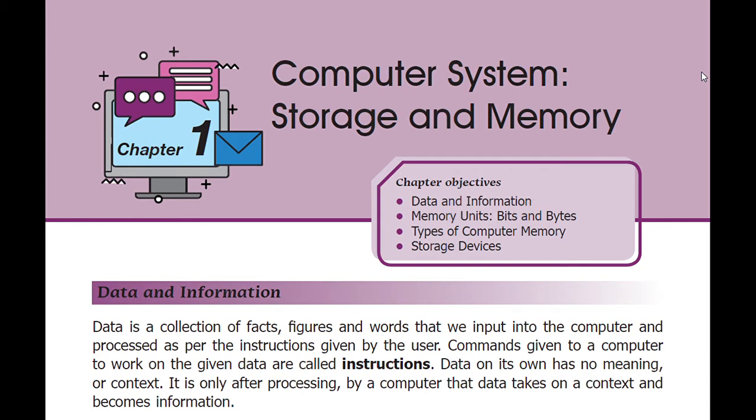We'll be looking into class 4 computer science subject chapter number 1, storage and memory. In this chapter we will be looking into data and information. We'll study about memory units, types of computer memory and storage devices. Okay, we'll start with the first one, data and information. To understand this, we need to understand terms called data, information, commands, and memory.